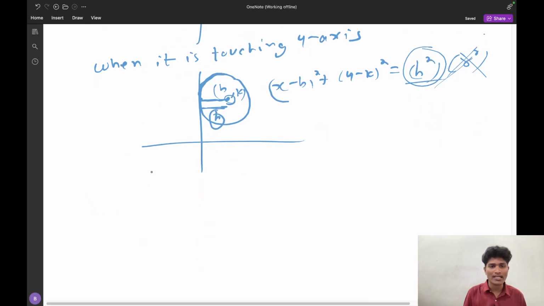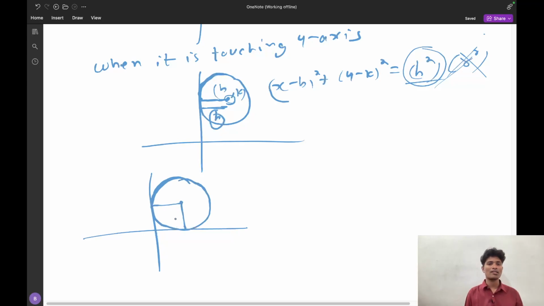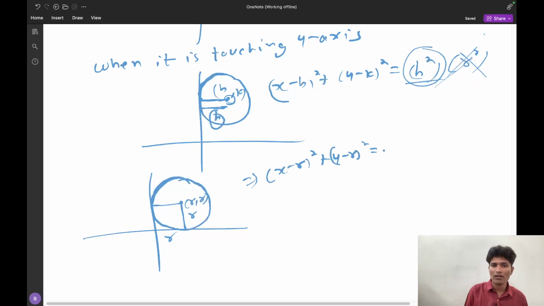Now touching both axes. Suppose this is a circle which is touching both axes. If you assume this, when it is touching both axes, the center will be r comma r, as it is moving r distance along each axis. So r comma r is the center, not h comma k. And this is the radius too. So what can I write? I can write x minus r whole square plus y minus r whole square is equal to r square, simply.